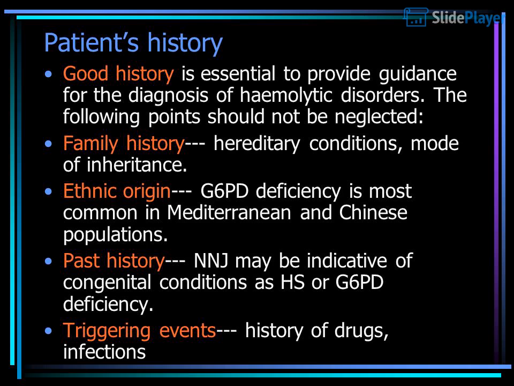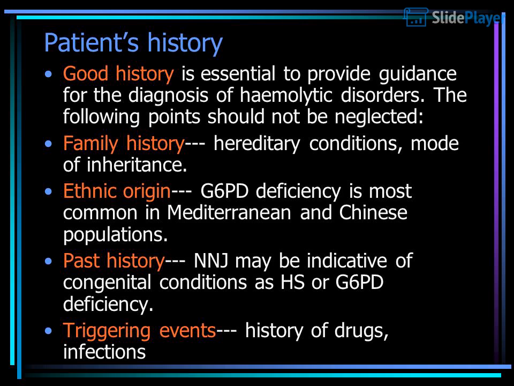Approach to the diagnosis of hemolytic anemias. Patient's history. Good history is essential to provide guidance for the diagnosis of hemolytic disorders. The following points should not be neglected. Family history, hereditary conditions, mode of inheritance. Ethnic origin: G6PD deficiency is most common in Mediterranean and Chinese populations.